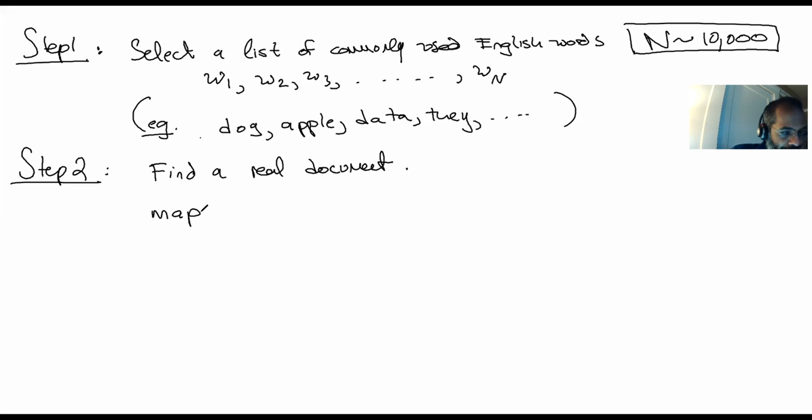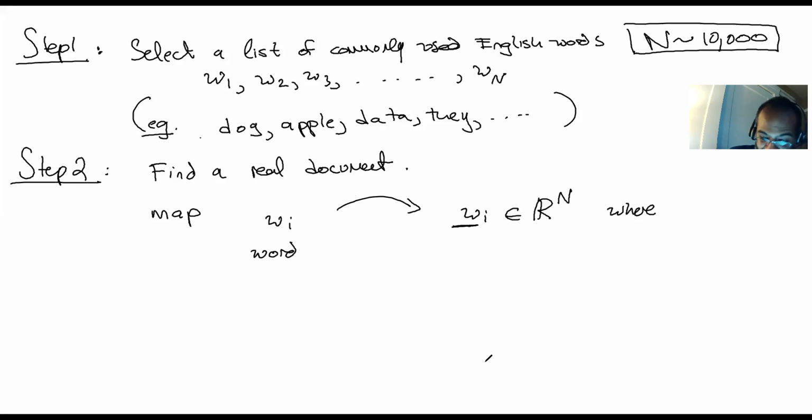So then map every word in this list to a vector. I'll underline it to show you that it's a vector, in the following manner. So this vector has n entries. That was the total number of words, right? So every word has a vector, and each vector has itself n entries.